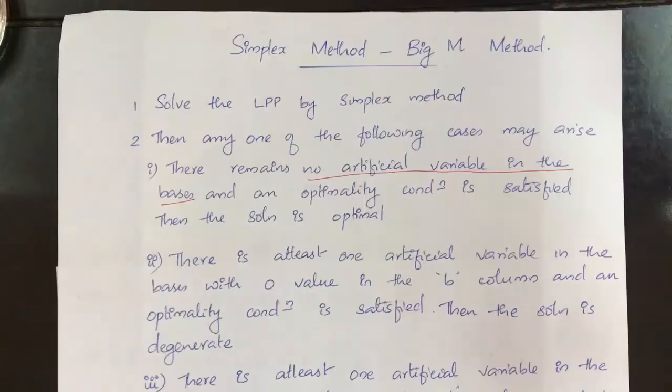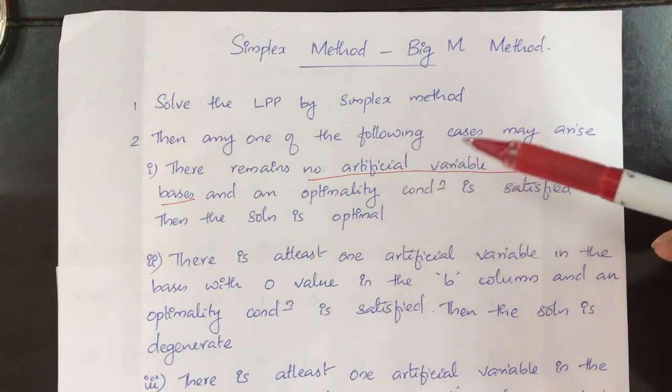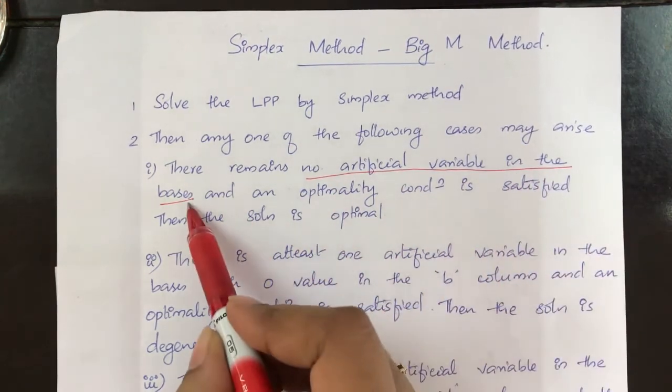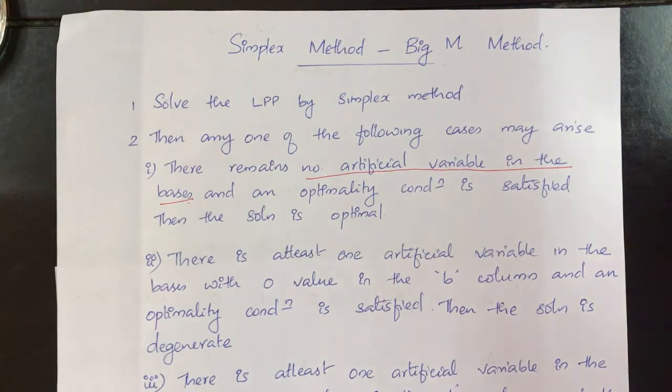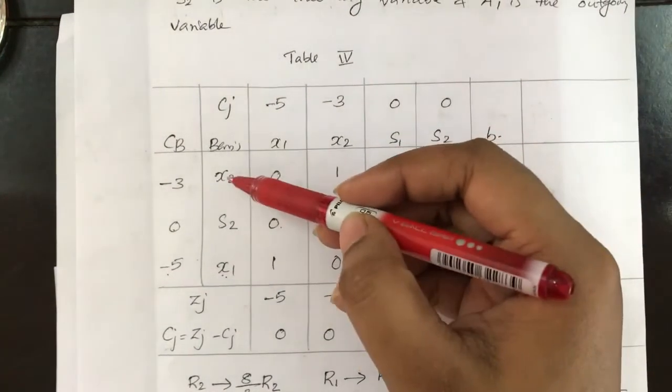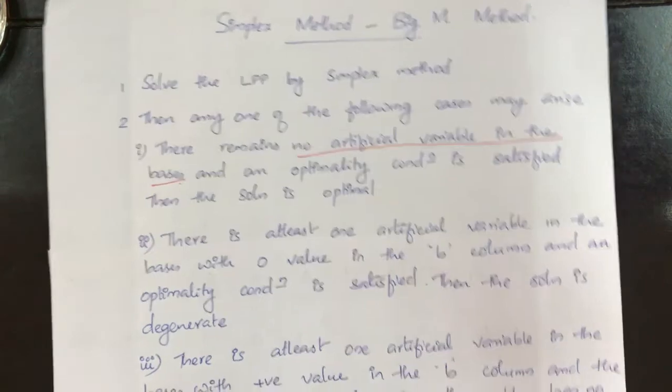Thank you. We are solving an LPP using the simplex method. When we are using the Big M method, 3 cases may arise in the final table. First, there remains no artificial variable in the basis and the optimality condition is satisfied. Like our previous question, in the last table there is no artificial variable in the basis. In such cases, our solution is optimal.